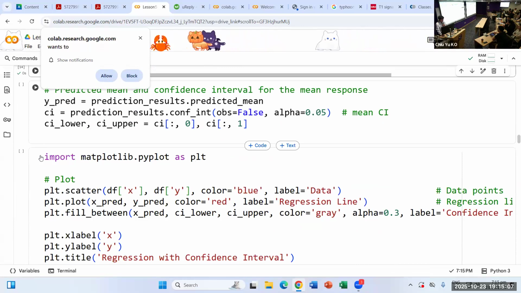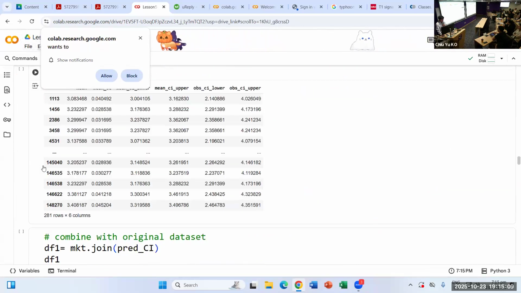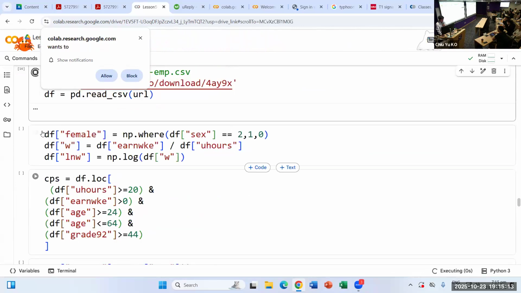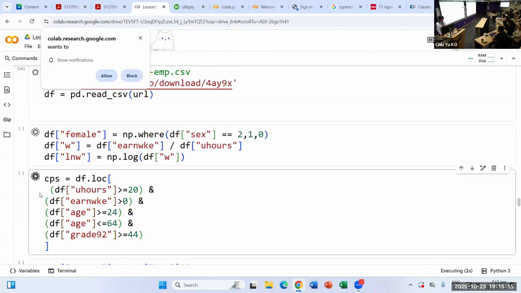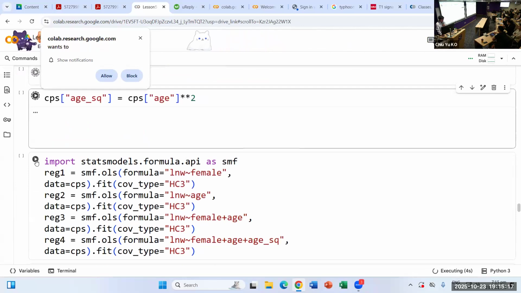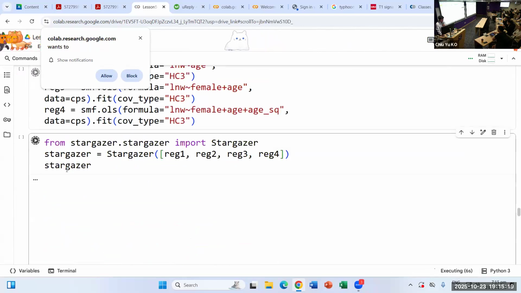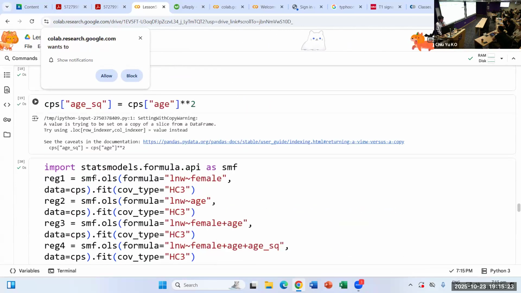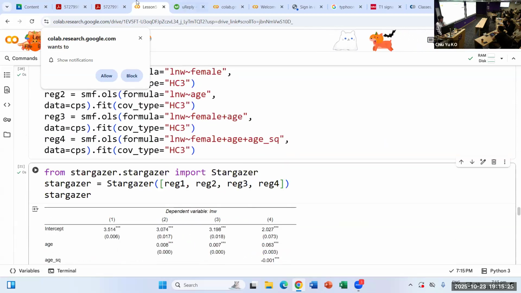Okay. Oh, this is from the last chapter, right? Oh, we are here. That's good. This is here. Okay, we run this regression.